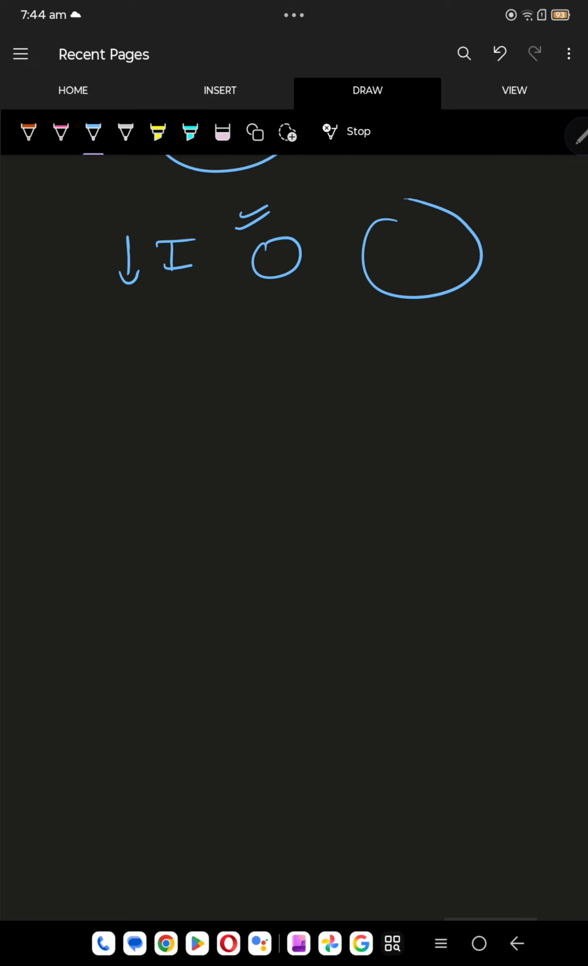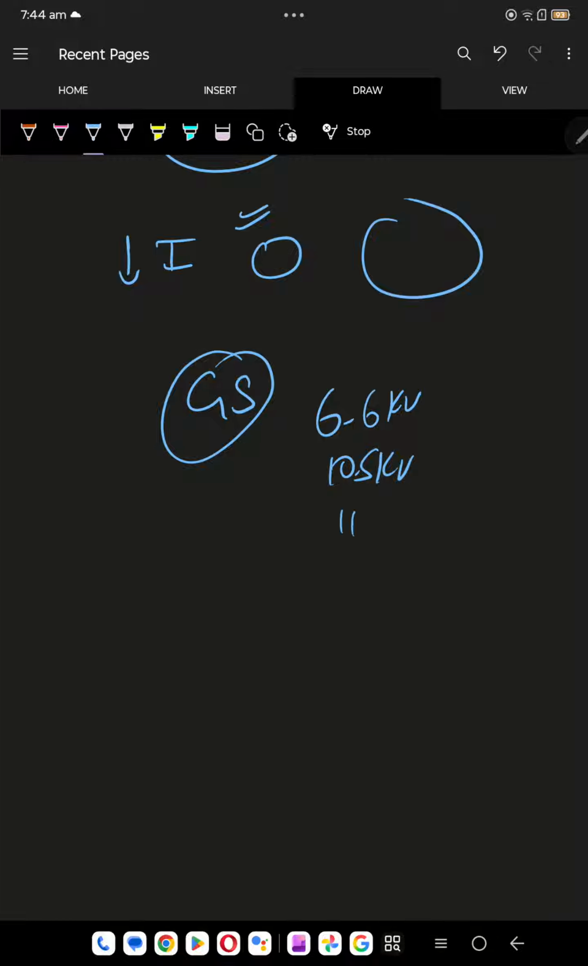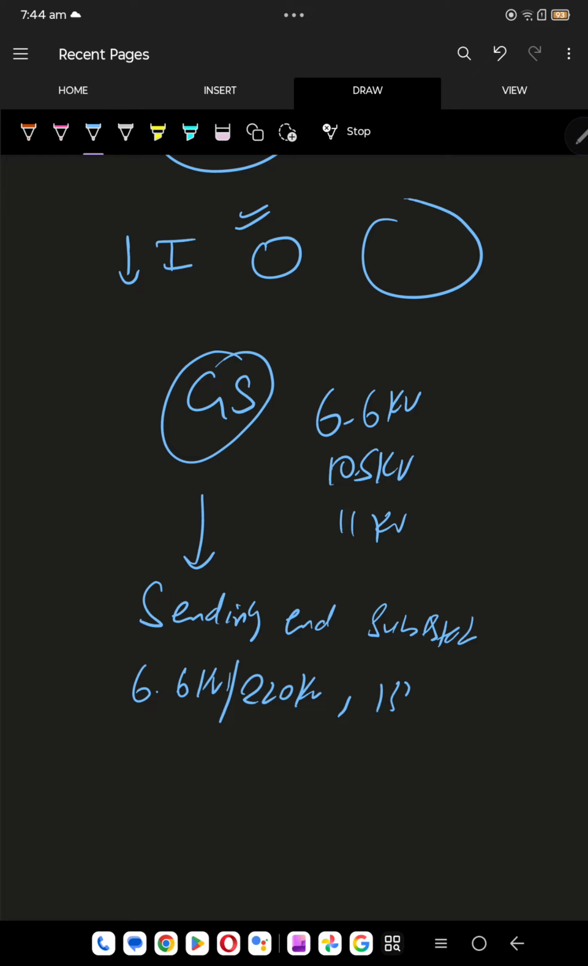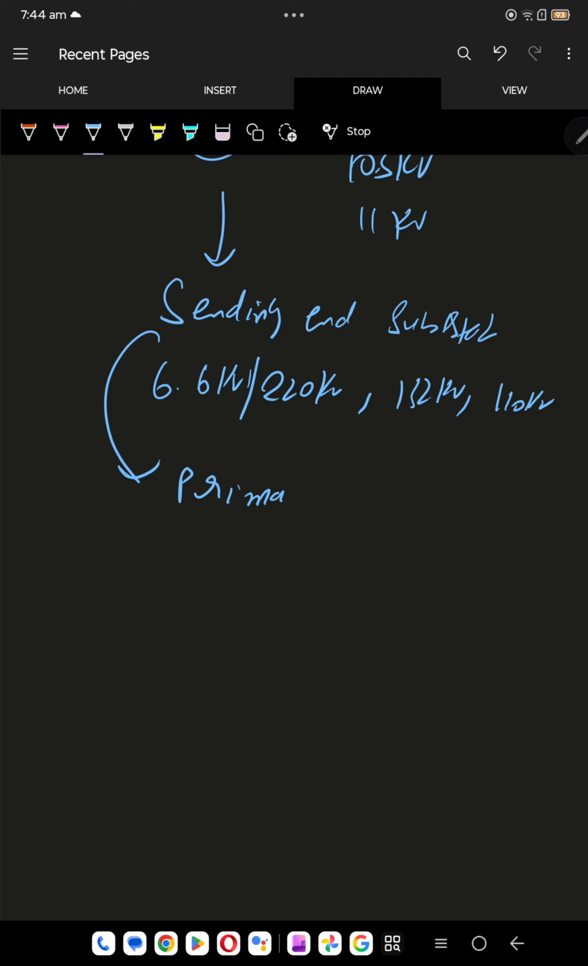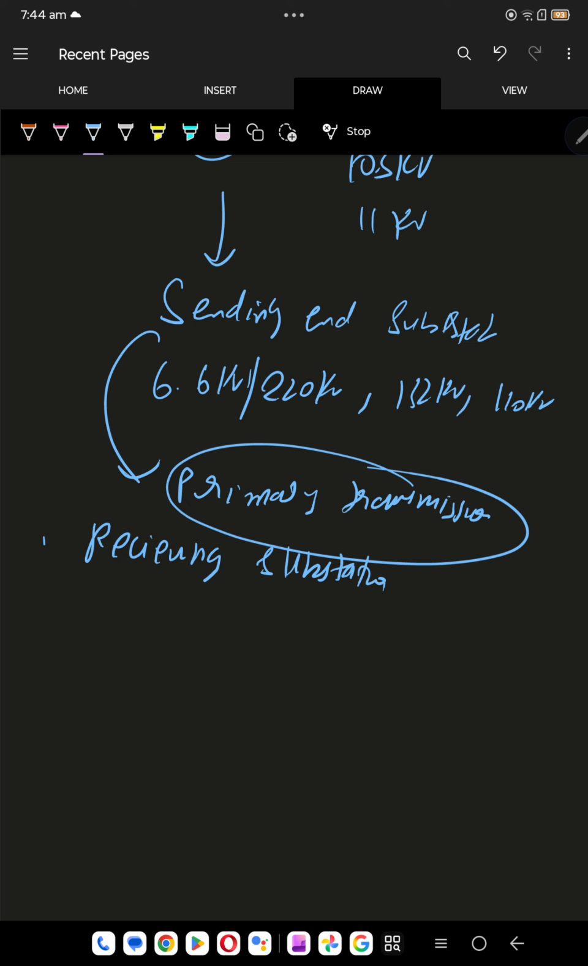So now what did we see? The generating station was developing 6.6 kilovolt or 10.5 kilovolt or 11 kilovolt, correct. Now that was going to the sending end substation, where it was getting a step up transformer, 6.6 kilovolt to 220 kilovolt or 132 kilovolt or 110 kilovolt. Now this will undergo primary transmission to reach the receiving substation, not receiving end substation, it is just receiving substation.